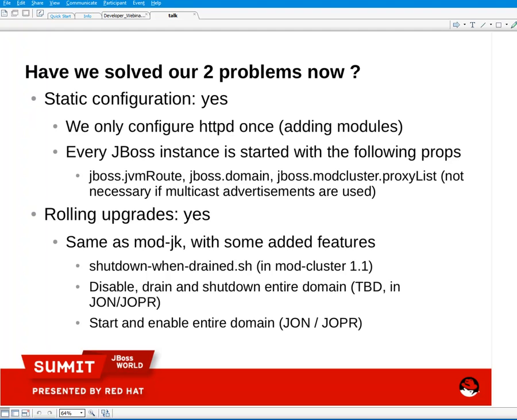Okay, so the workers register themselves dynamically, and so are the web applications registered or unregistered, based on when they're deployed or undeployed. Rolling upgrades can be done, yes. It's the same as with ModJK. You shut down an entire domain, you disable the entire domain, let the sessions drain. When no more sessions are available, then you shut down the nodes, upgrade them, and restart them. And then they will dynamically register themselves with HTTPD, and the web applications they serve will also be registered.